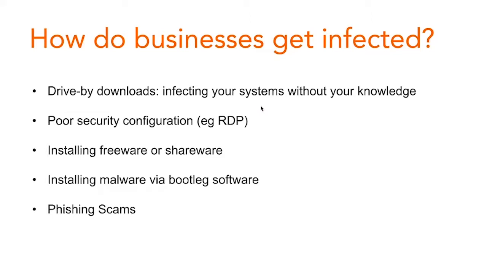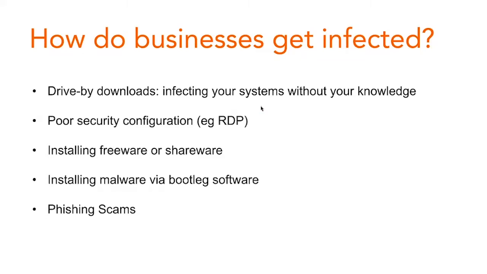Users installing freeware or shareware. Most freeware or shareware, not to be confused with open source software, will be bundled with some sort of payload that's going to either infect your machine or start your machine running very slowly, or have some sort of command and control instruction built in. Installing malware via pirated software. If your users are using BitTorrent to download applications and software, then without doubt that's also going to contain some malware. And phishing scams, we're going to talk about a little bit later.